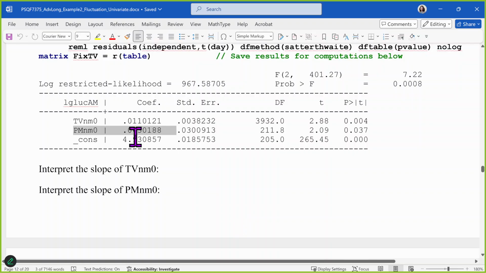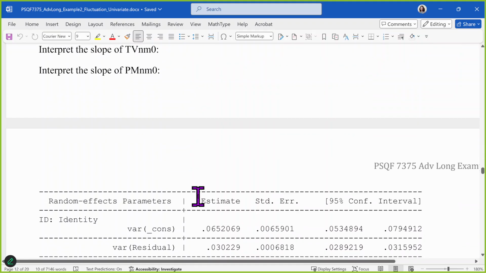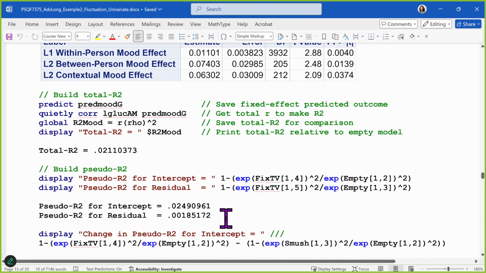And so this then, when added together, these two numbers give me what? Between effects. Yes, indeed. So between minus within is contextual. Within plus contextual is between. With respect to the fixed effects, you can get back and forth. And lo and behold, here's all three coefficients on the same screen.